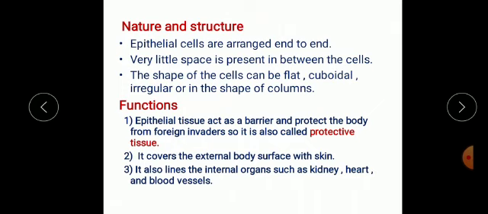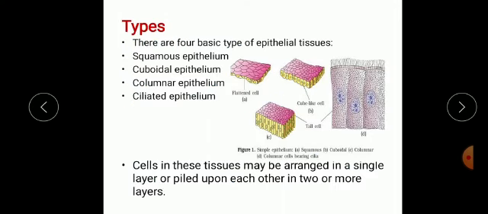Functions: epithelial tissue act as barrier and protect the body from foreign invaders, so it is also called protective tissue. It covers the external body surface with skin. It also lines internal organs such as kidney, heart, and blood vessels.